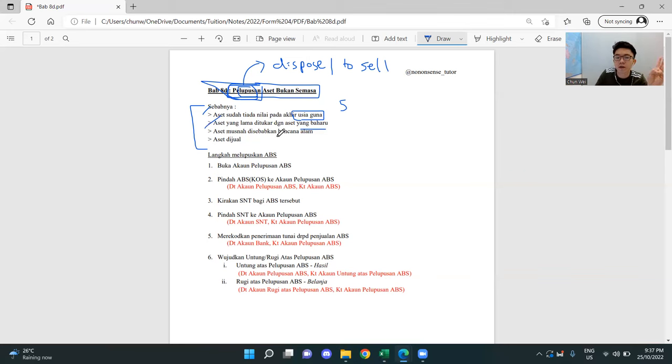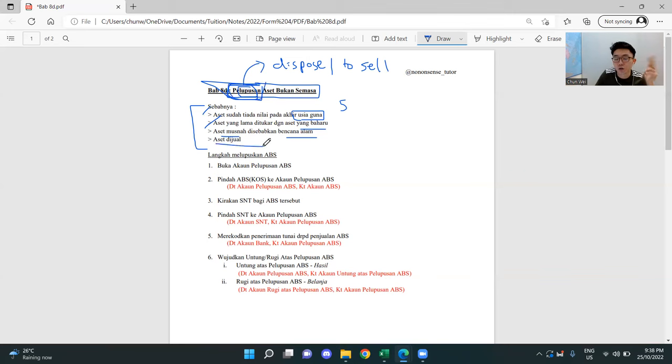The third reason, aset musnah disebabkan bencana alam. For example, recently, not really recent, but quite recent, a few months ago, some parts of Malaysia were still facing this problem where ada banjir, isn't it? Heavy rain and then all the houses, all the cars, what happened? Dimusnahkan due to bencana alam. Or in some countries, sometimes they have earthquakes, isn't it? So when there is an earthquake, the whole building gets destroyed. A building is an asset. Or your car gets destroyed, maybe a car is on fire and it burns. So all these assets musnah, you no longer can use them. Correct or not? You cannot use the car anymore. So we have to send it into account pelupusan.